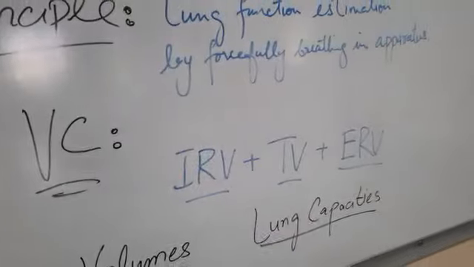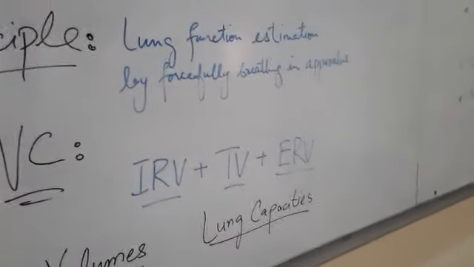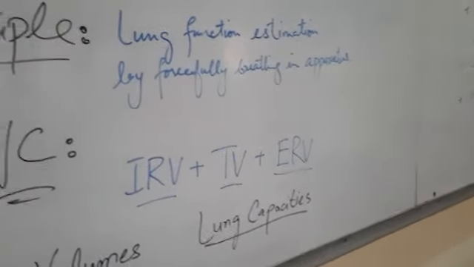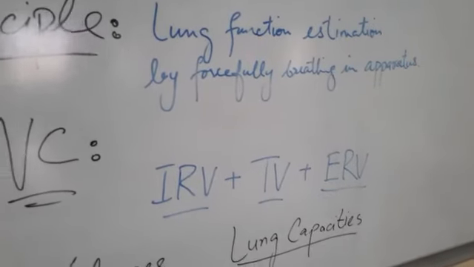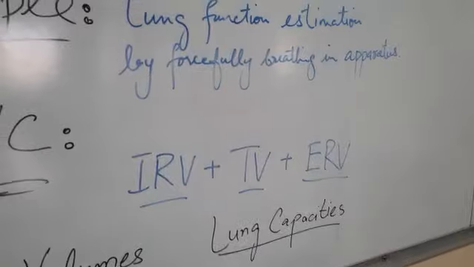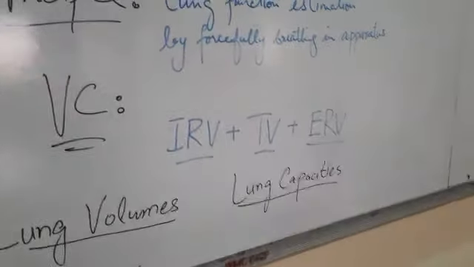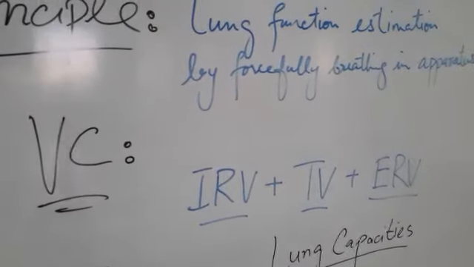Tidal volume is the volume which we inhale and exhale in normal breathing. Inspiratory reserve volume is that extra volume that we can inhale if we forcefully inhale the air, and expiratory reserve volume is the volume which we can exhale if we forcefully exhale out of the lungs.